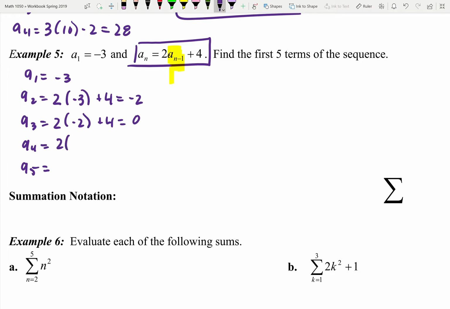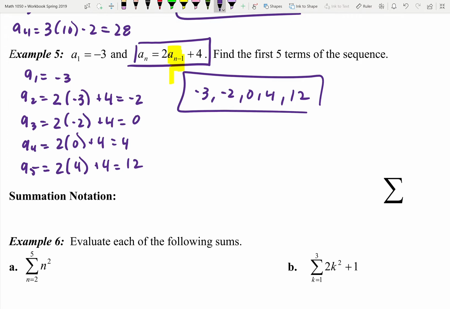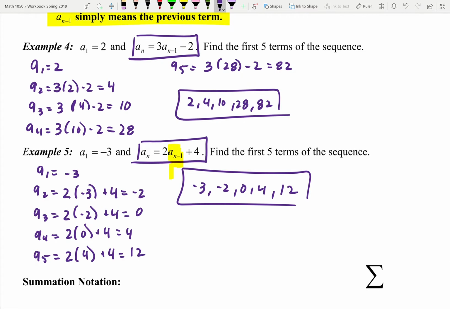Next one, 2 times the previous term, which is a 0, plus 4. 2 times 0 is a 0. 0 plus 4 is a 4. Next one, 2 times the previous term, which is a 4, plus 4. That's 2 times 4, which is an 8. 8 plus 4 is a 12. So my answers are -3, -2, 0, 4, and 12, and I'm done. I think from this lesson, those 2 problems are the only thing that you have a chance of being on the final. So that's good because those were easy.